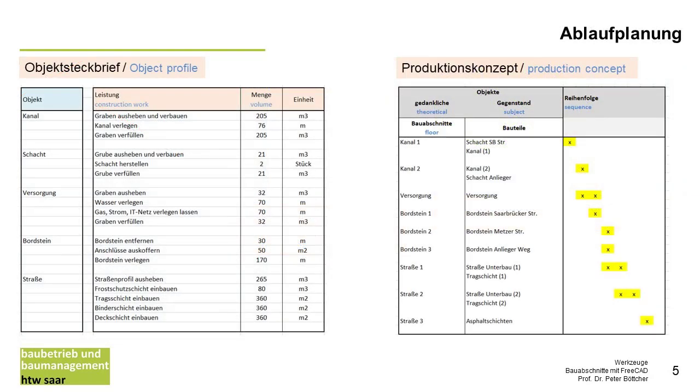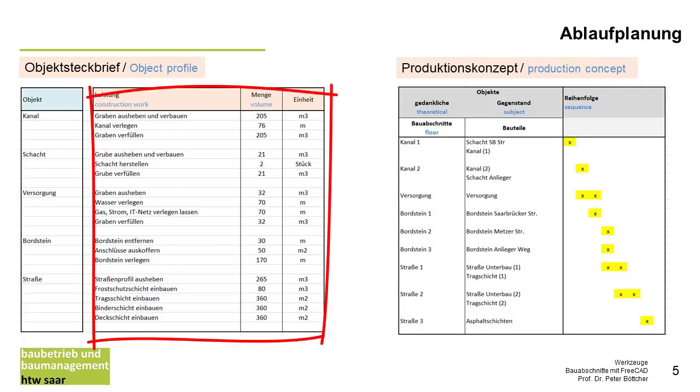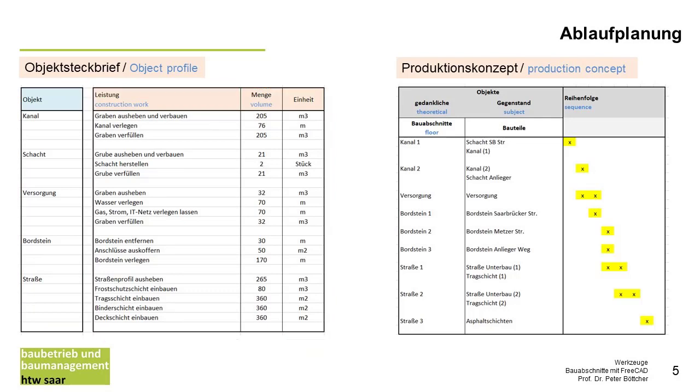One of the first steps in the process planning is the development of construction phases. I look for the objects that are to be produced and consider what services are required for the production. I document this in the object profile. Then I think about the production concept.